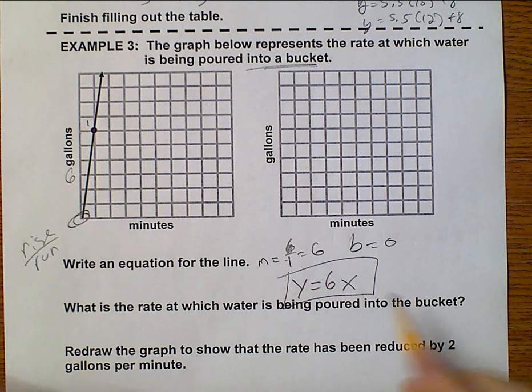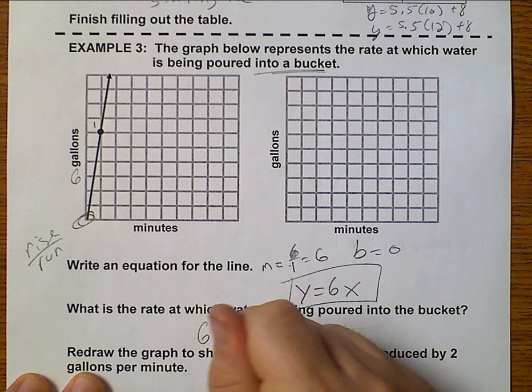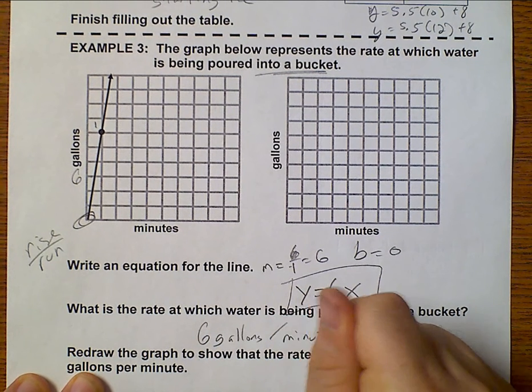How fast is water being poured in the bucket? That would be 6 gallons per minute.